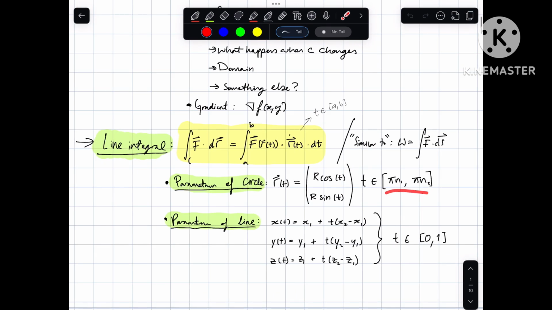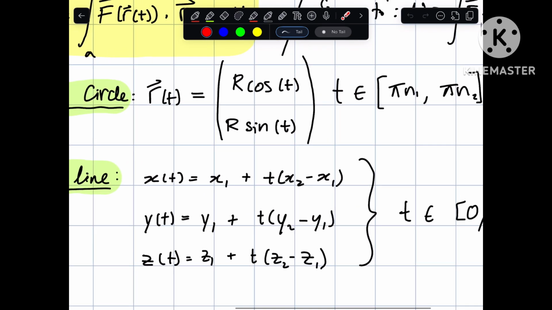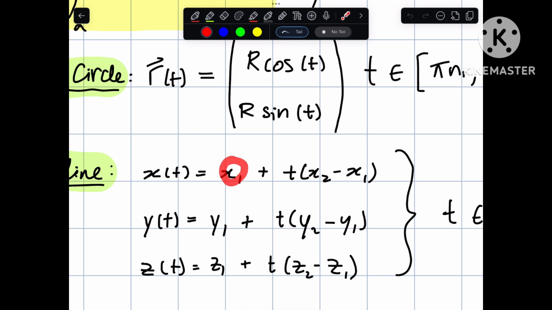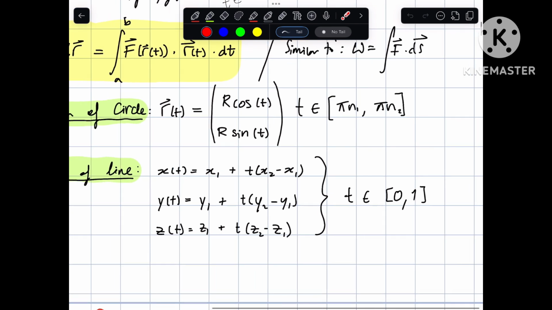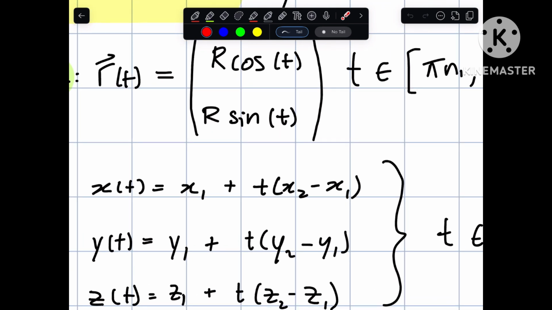And the parametrization of a line is pretty straightforward. Let's just focus on x of t for now. It's going to be the initial position plus t times this stuff. And this basically works. We're taking t from 0 to 1 simply because it works, and I'll show you how. If t equals 0, we're at the very start. So we put t equals 0 here, this whole term disappears, and you're left with just your initial starting position. Exactly what we want.